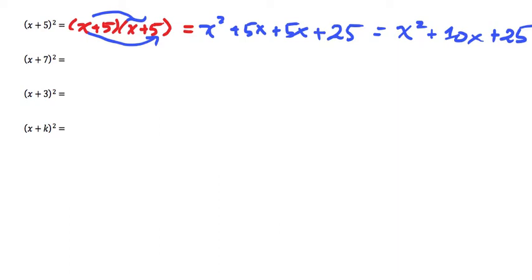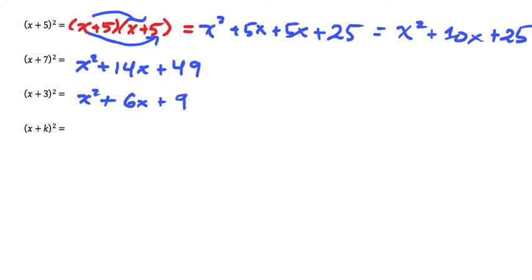So, I'm just going to keep on going here for this next one. This is going to be x squared, and then I'm going to have a 7x and a 7x, so that's going to give me 14x, and then 7 times 7 is going to be 49. This is going to be x squared, and then I'm going to have a 3 times x and a 3 times x. So this is going to give me 6x, and then 3 times 3 is going to be 9.